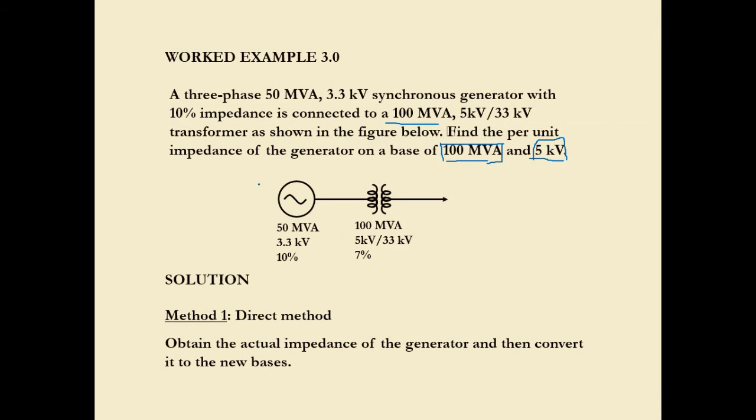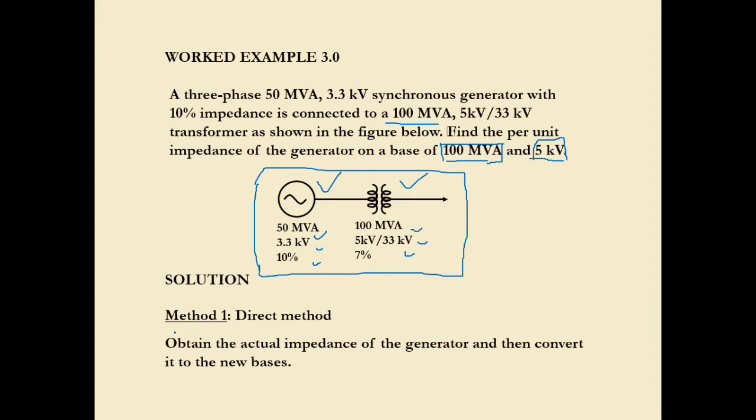And this is the illustration, the circuit diagram of what the question is telling you. So we have first again the generator as well as the transformer. So this is all the information you may get.